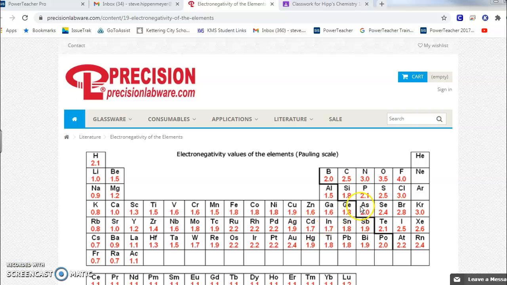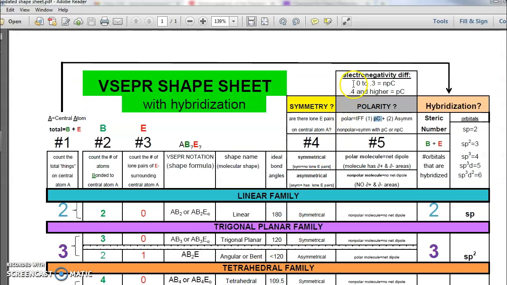On the electronegativity chart, we see arsenic is 2.0, hydrogen's 2.1. The difference there is 0.1. Looking right here on the chart, if it's 0 to 0.3, in this class we call it nonpolar. Some classes go to 0 to 0.4. Some go all the way up to 0 to 0.5 and call it nonpolar.